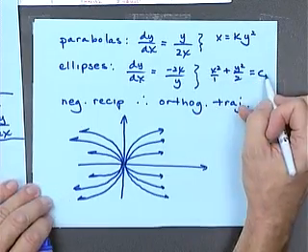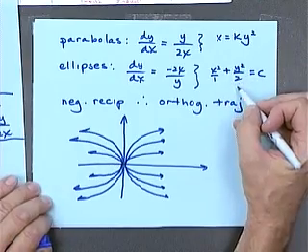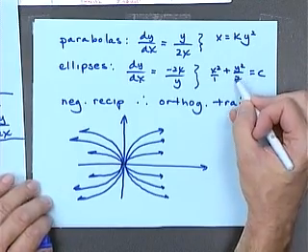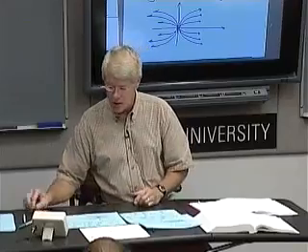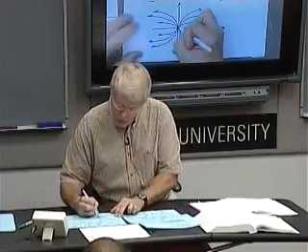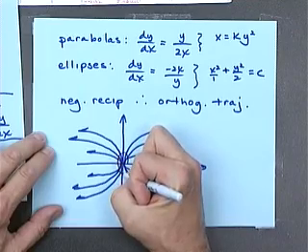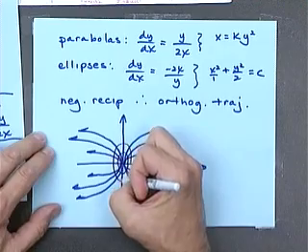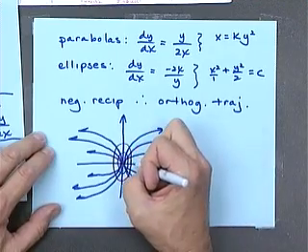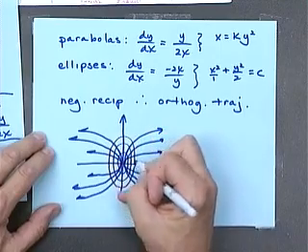If c were 1, this would be x squared over 1, y squared over 2. So isn't this the larger denominator? So the major axis would be either on or parallel to the y-axis. So in this case, on the y-axis. So they're going to look like this, or this, or this.